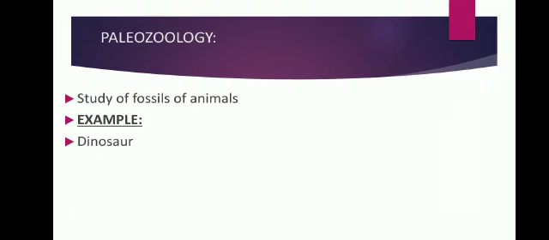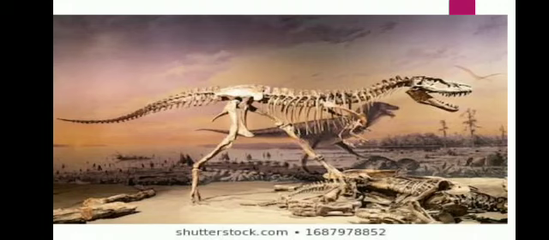Our next branch is paleozoology. Paleo means fossils or dead remains and zoology means animals. So the study of the fossils of animals is known as paleozoology. For example, dinosaur. Dinosaur is a clear example of paleozoology.